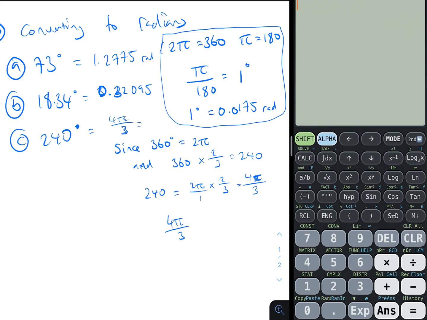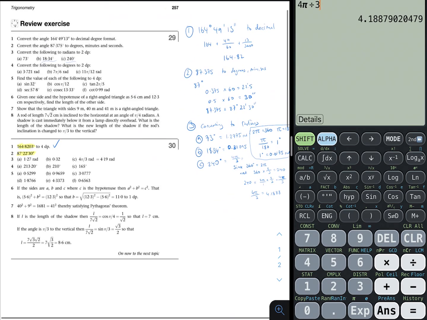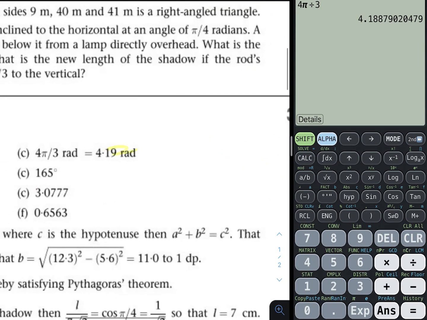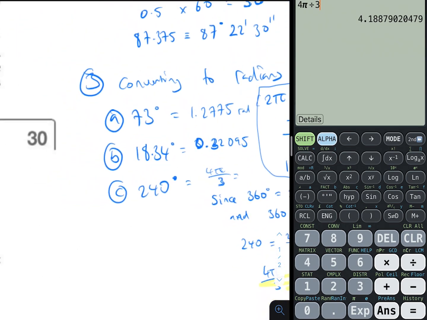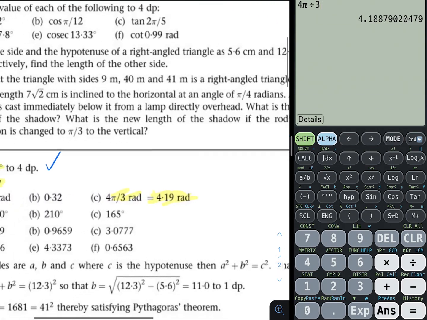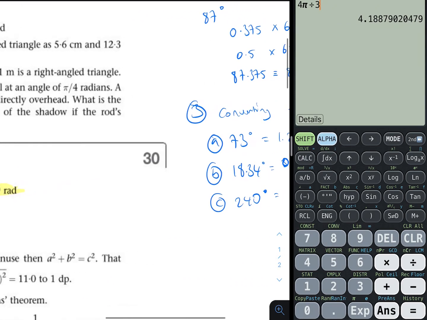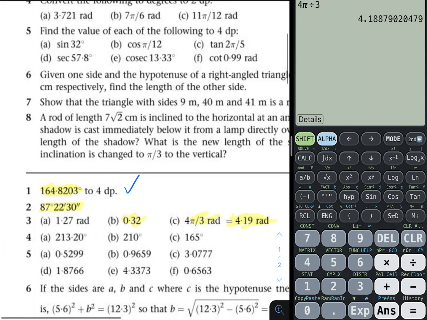We can simplify that on the calculator: 4 pi divided by 3 is equal to 4.18879. Let's check our answer. Number 3, they rounded that one to 4.19, which is 4 pi over 3. We got that one correct. B was 0.32095, so 0.32, and A was 1.2775, so 1.27. We got all of that correct.